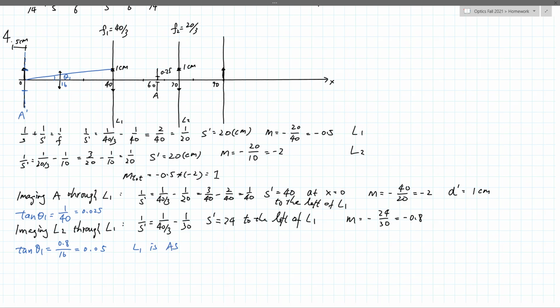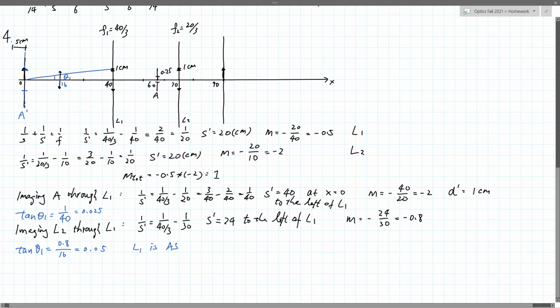So L1 is the aperture stop. Okay, so our next step, now that we have identified the aperture stop, we will need to find the entrance and exit pupil. The aperture stop has no imaging element to its left, so it itself is serving as the entrance pupil. And its image to the right is the exit pupil. That means its image to the right through the second lens. We haven't calculated that yet.